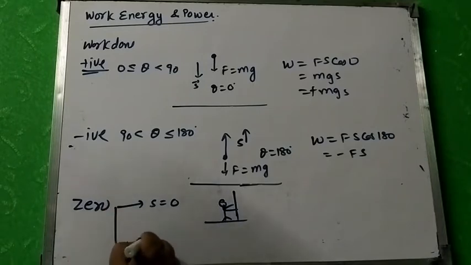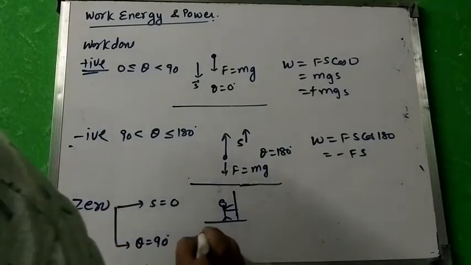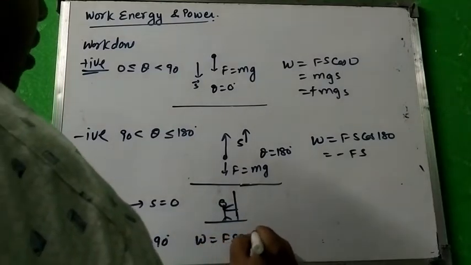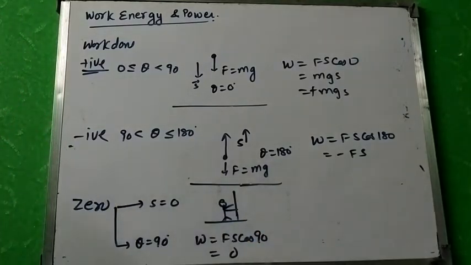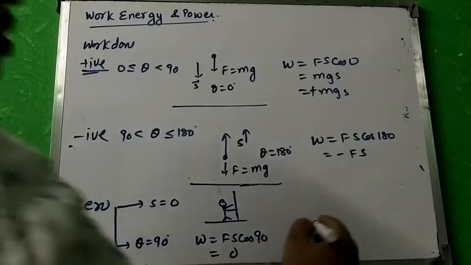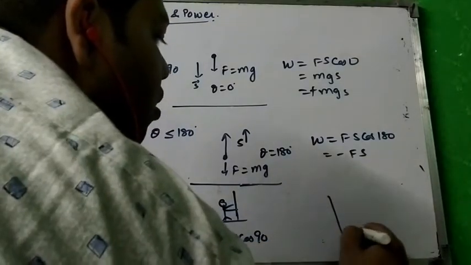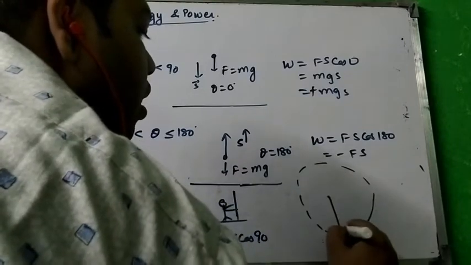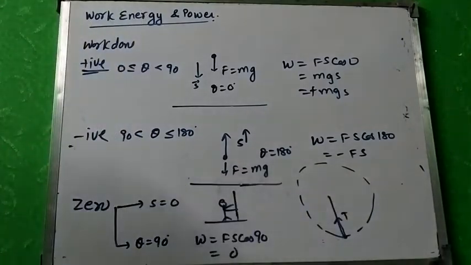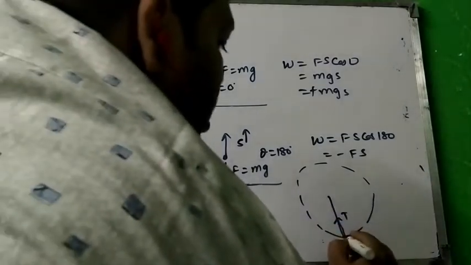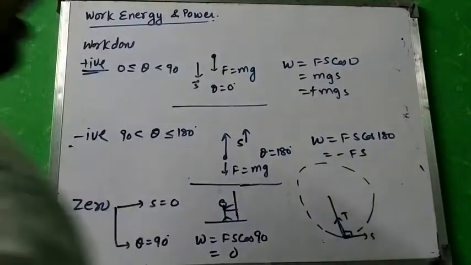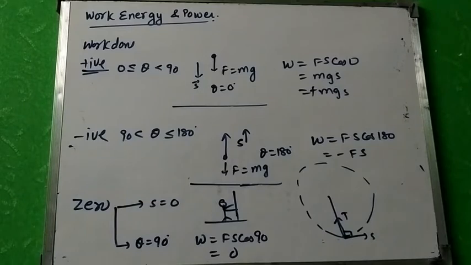Second, theta is 90. You know work done is equal to Fs cos 90, that is equal to 0. When the force and the displacement are perpendicular to each other, then the work done by the force is 0. For example, you whirl a stone in a circular path. Then the tension is acting in the inward direction and displacement is like this. So you can see that theta is 90 degree, work done is 0. So work done can be positive, negative as well as 0.